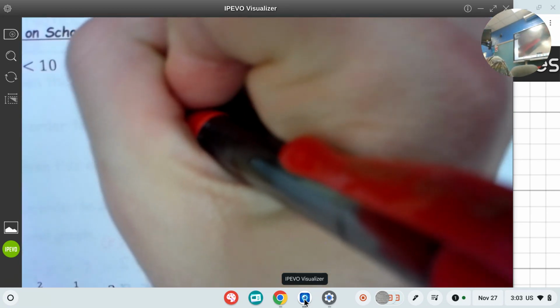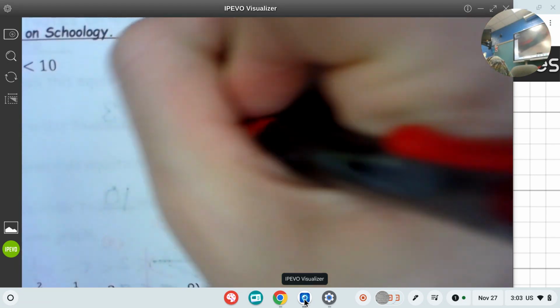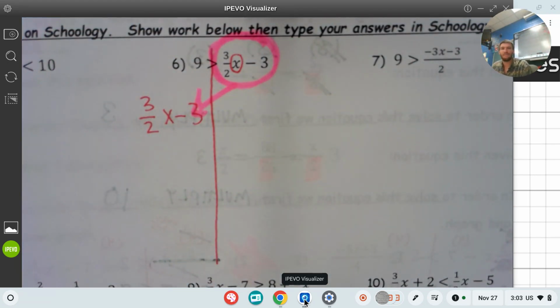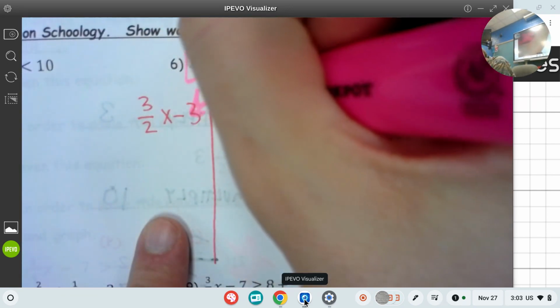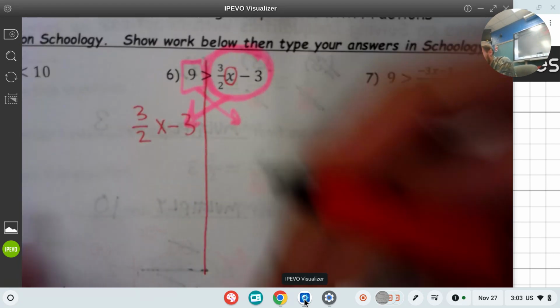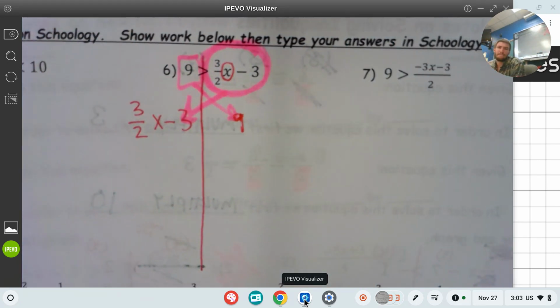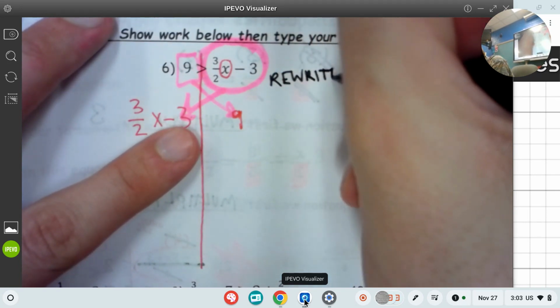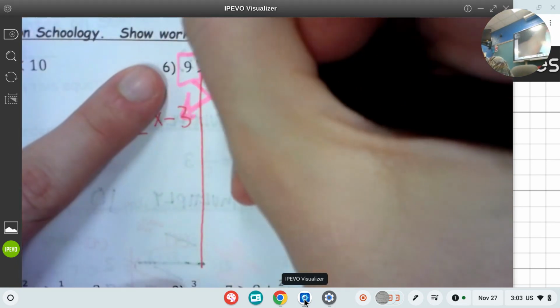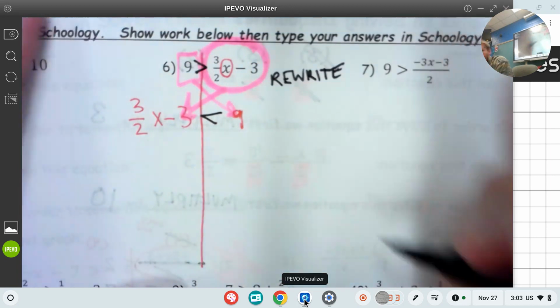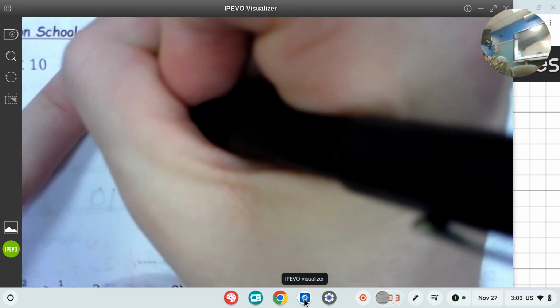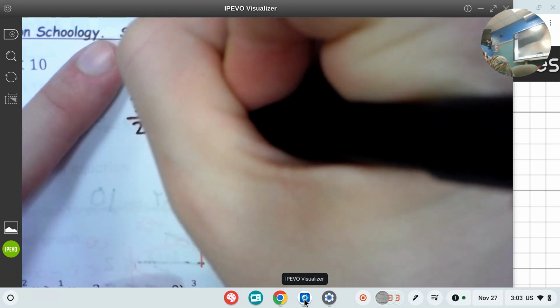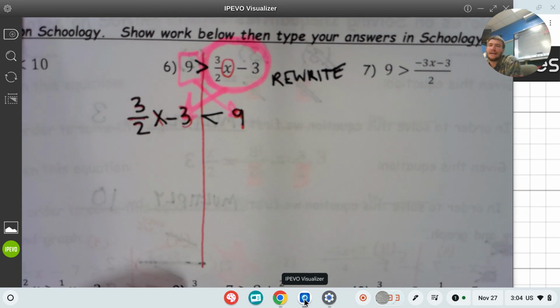That would be 3 over 2x minus 3. Take the whole thing and write it over there. And we got to do the same thing with the 9. Put the 9 on the other side as well. And when you do that, we called this rewriting when we did it last week. All right, might have even been 2 weeks ago because time's flying this time of year. We rewrite. That does mean we're going to need to flip our sign. Remember I was saying things like the alligator is eating the 9, so the alligator should still eat the 9. So the easiest way to do a question like number 6 is to rewrite the whole question.